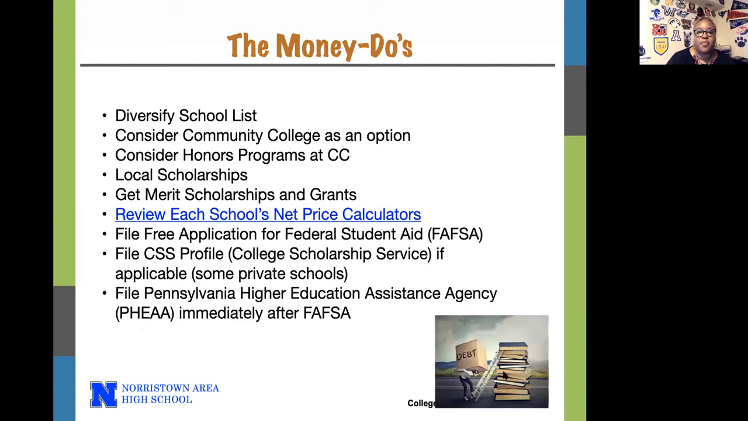So in review of all the 3 sessions that we've had that have touched little bits and pieces about money, these are some things that you want to make sure that you do. You want to diversify your school list, meaning that you want to put 6 to 12 schools on your list, and you want to have a mix of private, public, state-related, and a community college on your list for strategy purposes, because you don't know what your financial aid package is going to look like. You want to consider a community college as an option, okay?